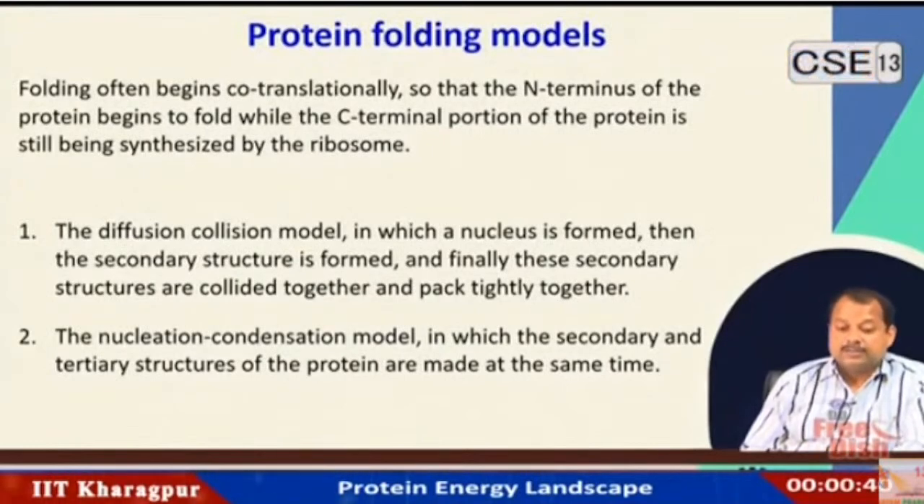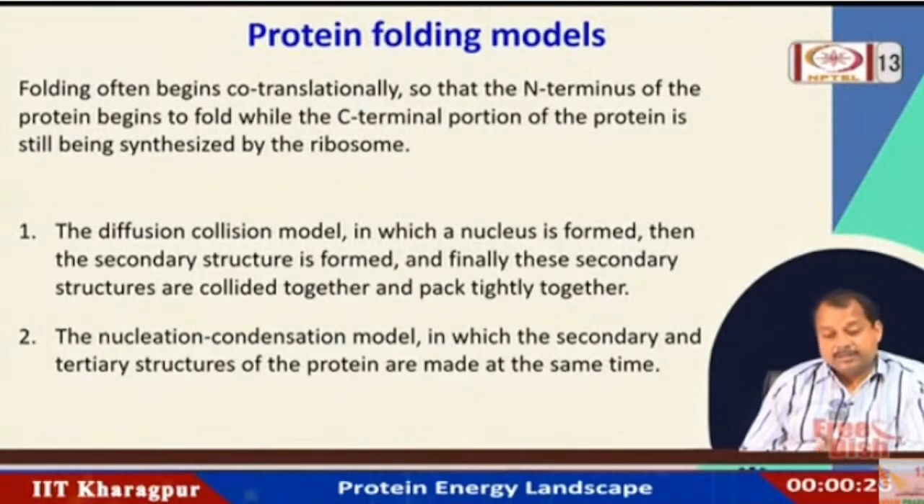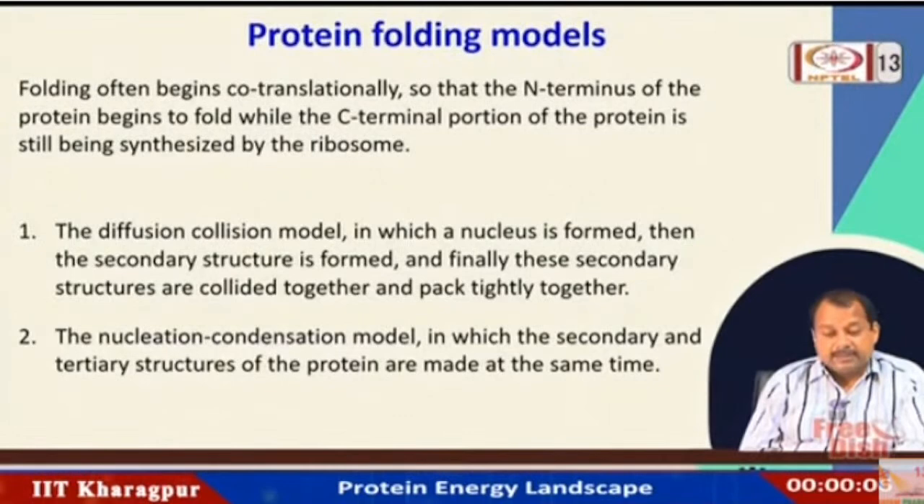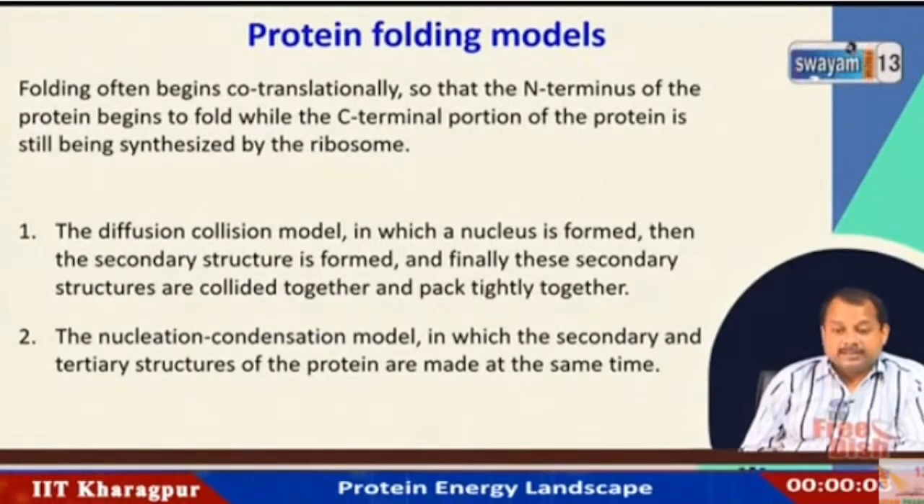Folding often begins co-translationally, so that the N terminus of the protein begins to fold while the C terminal portion of the protein is still being synthesized by the ribosome. In the diffusion collision model, a nucleus is formed, then the secondary structure is formed, and finally, these secondary structures collide together and are packed tightly together. Whereas, in the nucleation condensation model, the secondary and tertiary structure of the protein are made at the same time. So, that is it. Now, we will continue to the next lecture, the rest of the part. Thank you.